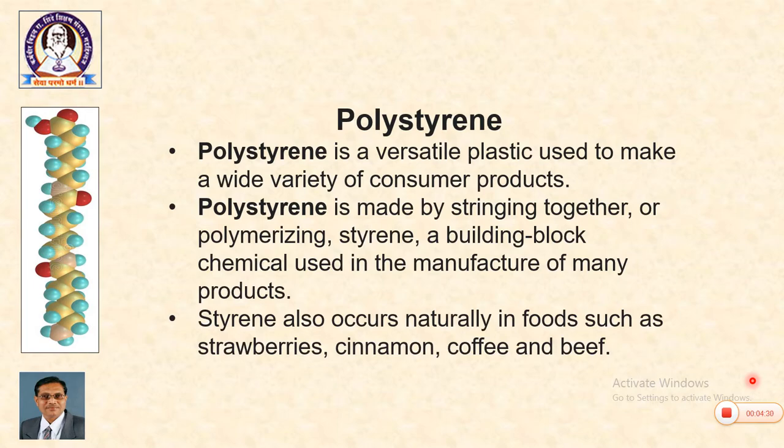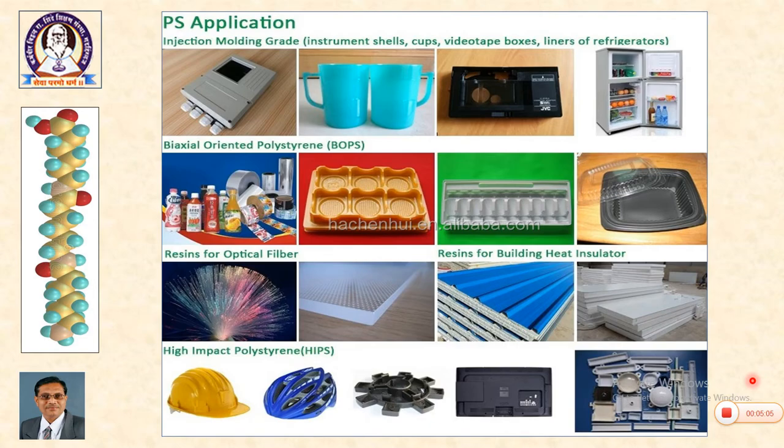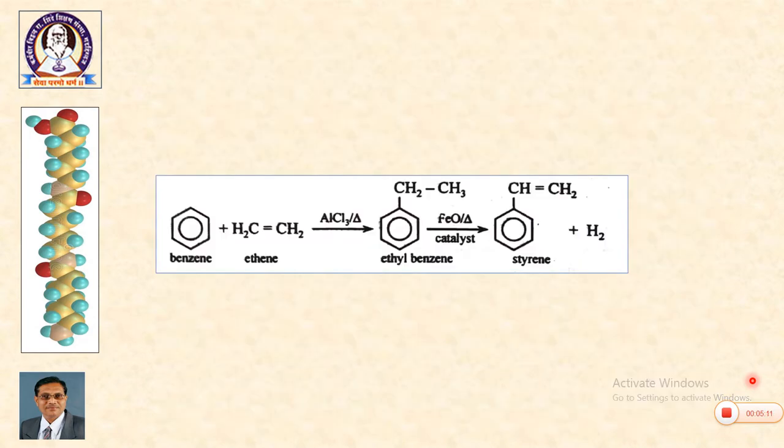Next polymer is polystyrene. As the name suggests, it is polymerized from styrene. Polystyrene is a versatile plastic used to make a wide variety of consumer products. Polystyrene is made by stringing together, or polymerizing, styrene, which is a building block, and it is manufactured to get various products. Styrene also occurs naturally in foods such as strawberries, cinnamon, coffee and beef. Of course, the percentage is comparatively low. These are the products obtained from polystyrene. Various products are available in the market prepared from polystyrene.